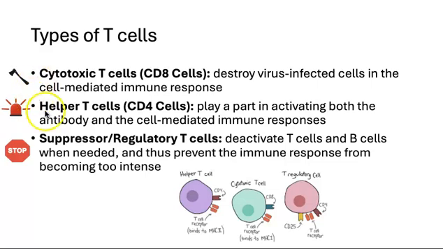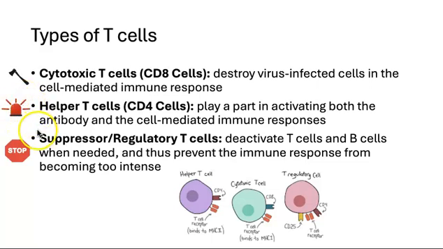So I put the little axe symbol here to symbolize that they are going to have a direct attack of these cells. The other type we have are our helper T cells. These are also known as our CD4 cells, and they play a part in activating both our antibody and cell-mediated immune responses.